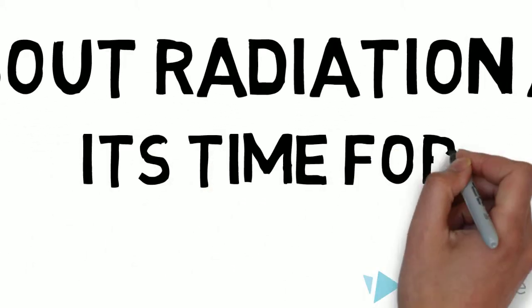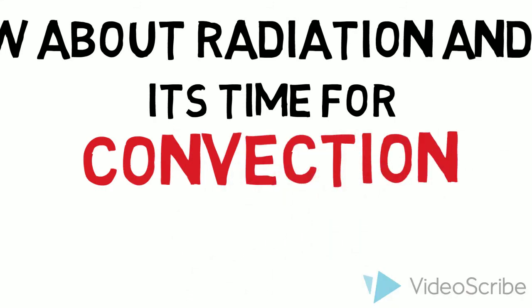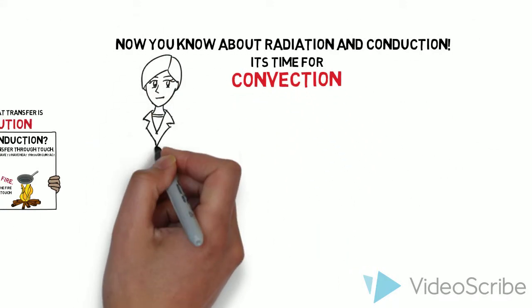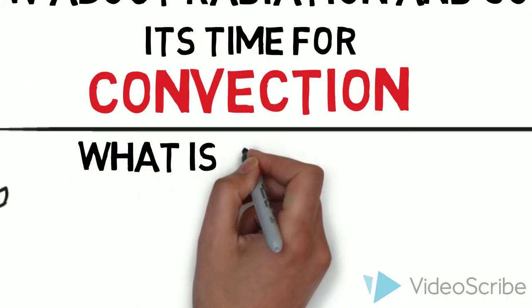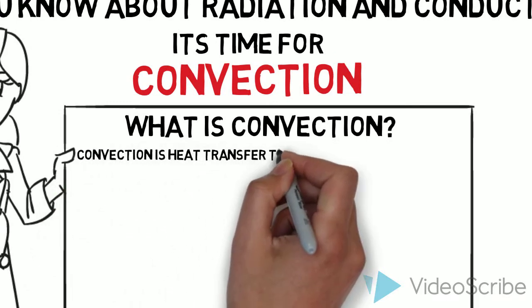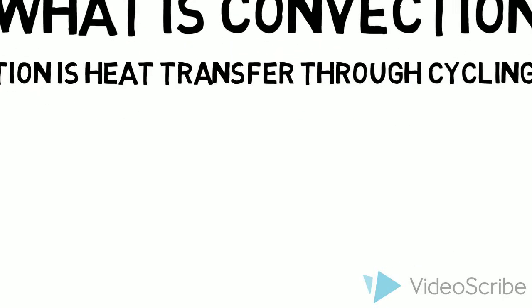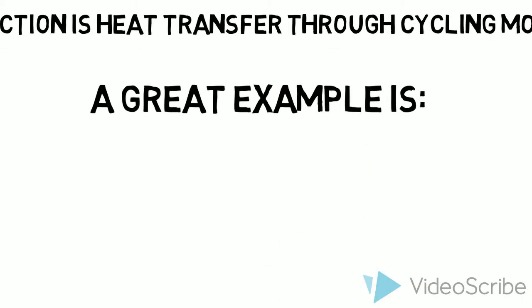Now you know about radiation and conduction, let's go to convection, our last type of heat transfer. What is convection? Well, convection is heat transfer through cycling molecules. So for example, say you have a pot of boiling water.